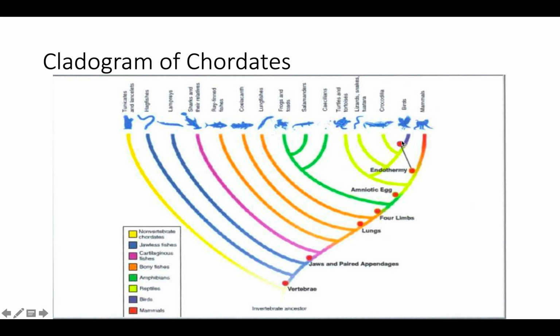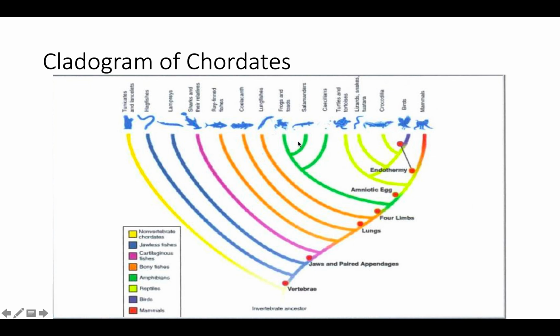So endothermy: out of all the animals, there's only a couple that are warm-blooded. Endo being inside, so they generate heat from inside. That being the birds and mammals. You have amniotic eggs, that being here. You have reptiles here. So you have some sort of shell or membrane that keeps it from drying out. Then you have four limbs. So here you're going to have amphibians.